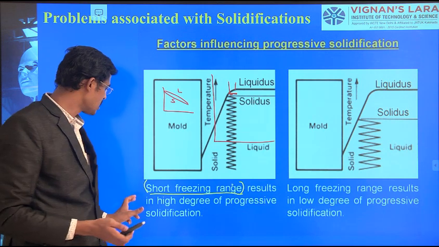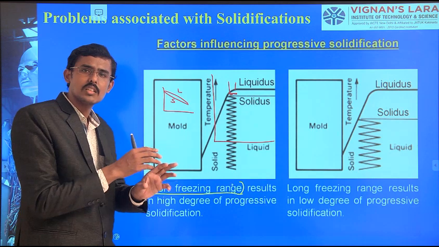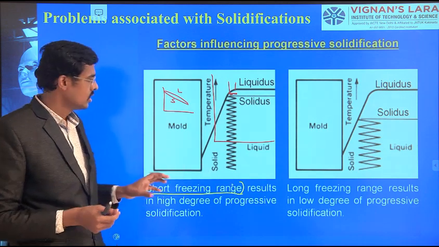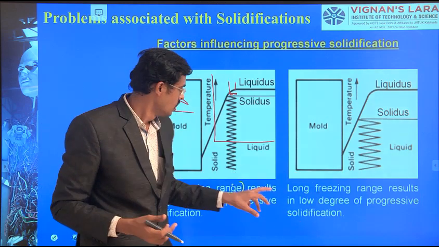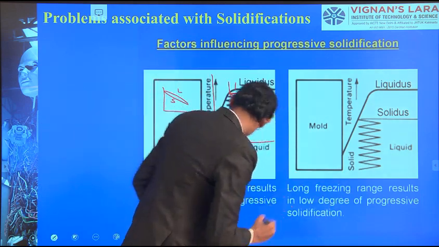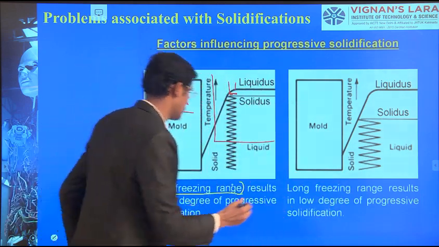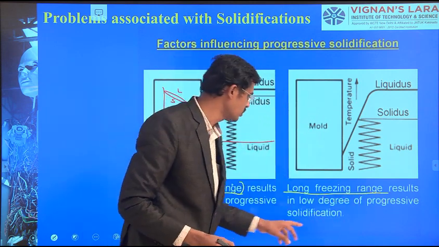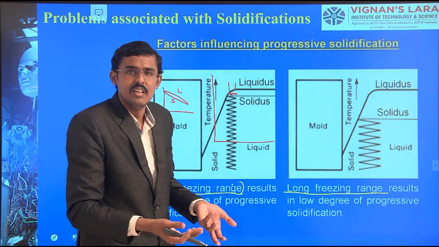Therefore, this is short range; such materials won't go for directional solidification. Now, on the other end, long range. This long range freezing range results in a low degree of progressive solidification. It means it's directional. How long does it take?